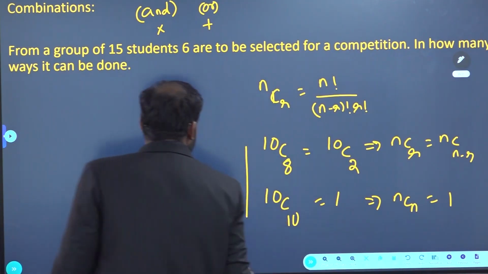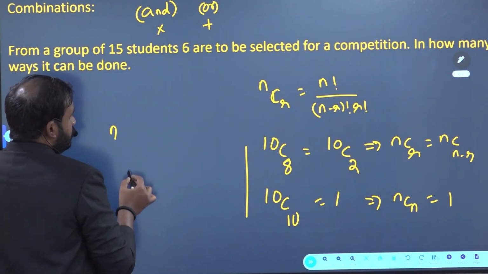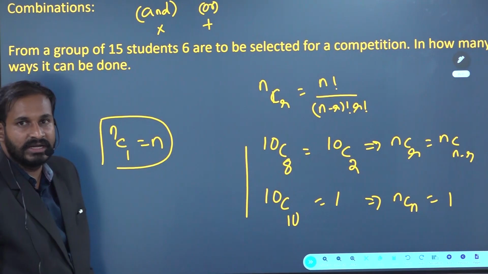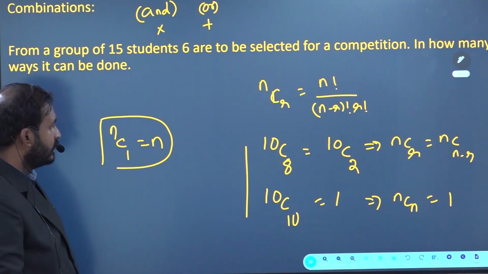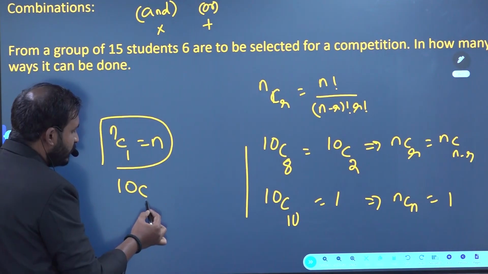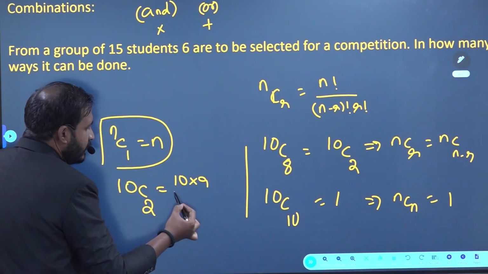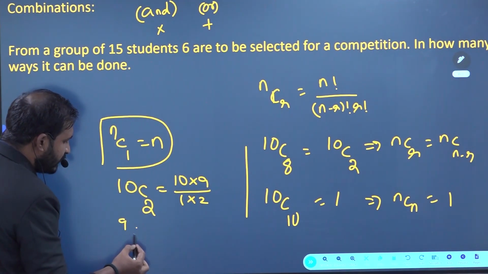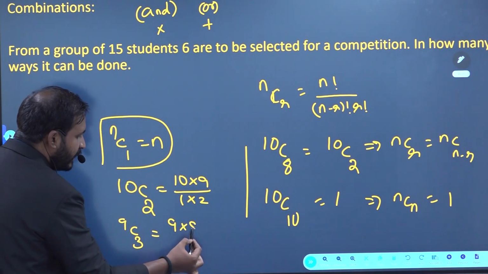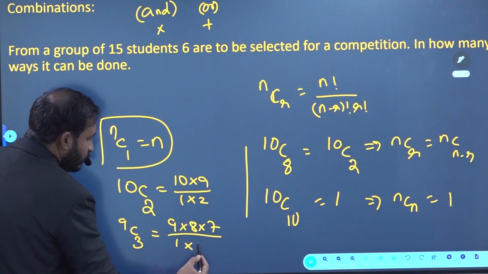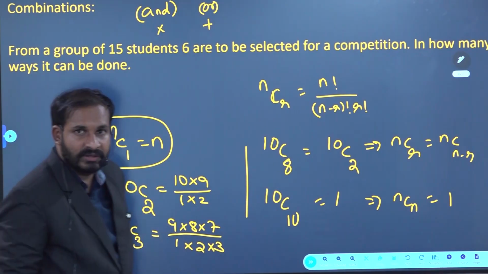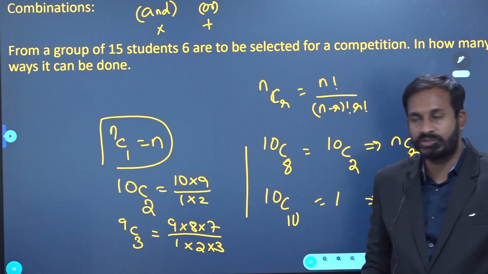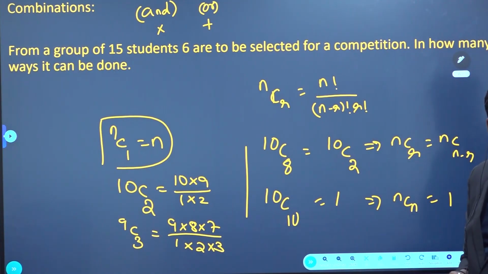Similarly, nC1 is n, and nC0 is 1. These are the things we already learned in our previous session. If you want to find 10C2, you do 10 into 9 by 1 into 2. And for 9C3, you do 9 into 8 into 7 by 1 into 2 into 3. These are the values we will use most commonly in these combination problems.